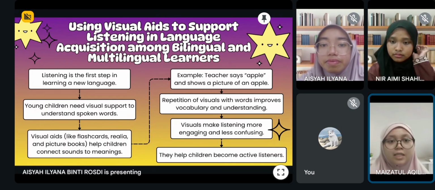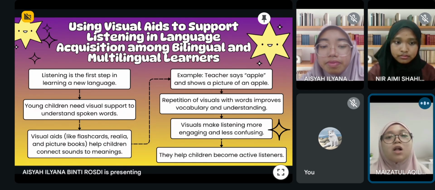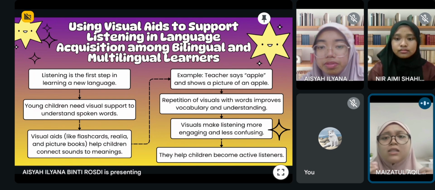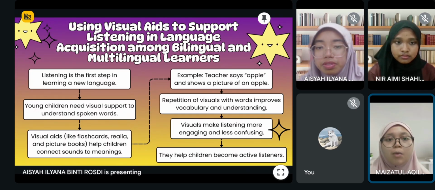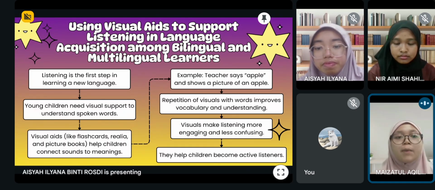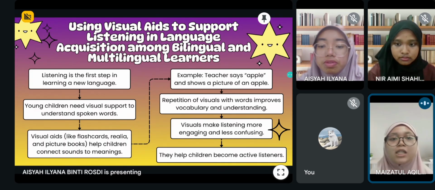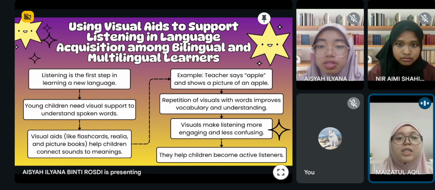with meaning. For example, when a teacher says apple while showing the object, the child connects the word with its visual form. Repeated exposure to such forms strengthens vocabulary and understanding. Moreover, children acquire new language through listening, and visuals make this process more engaging and less confusing. In short, visual aids transform passive listening into active engagement, helping children process language meaningfully while supporting early comprehension and retention.